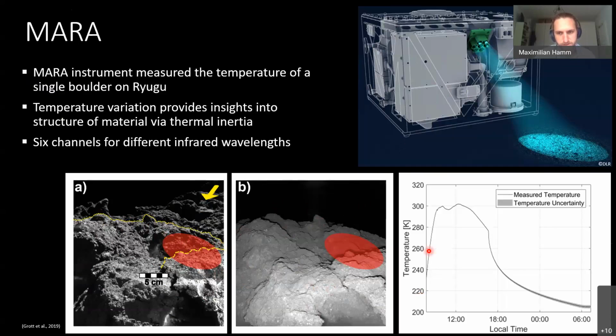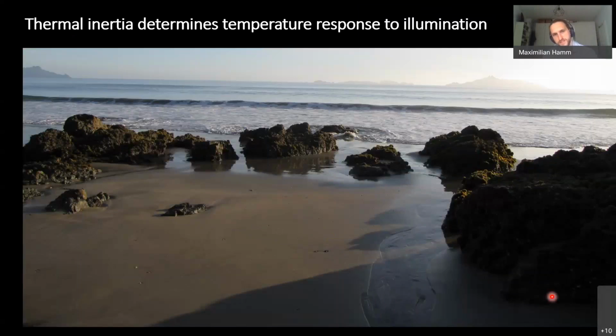The temperatures that we observe are on this right side plot, and you can see what is typical for airless bodies like this asteroid, where you have no atmosphere: a very strong thermal contrast between the daytime temperatures, which reach up to 300 Kelvin, and then as the night settles, a very extreme drop in temperature down to about 200 Kelvin. So thermal inertia is the property that governs the temperature response to illumination.